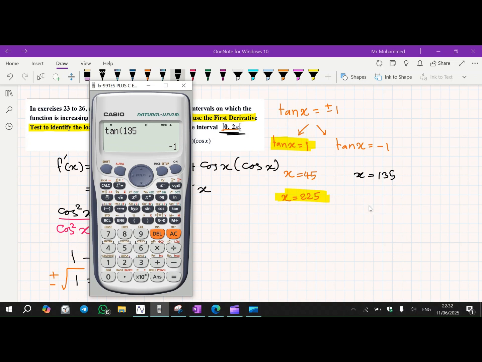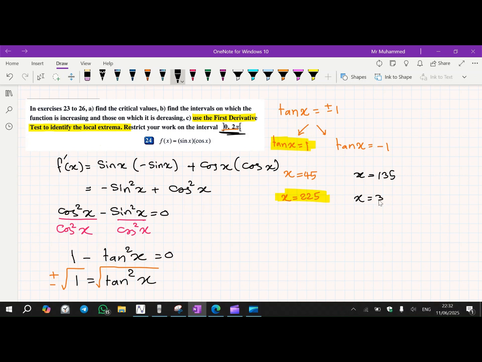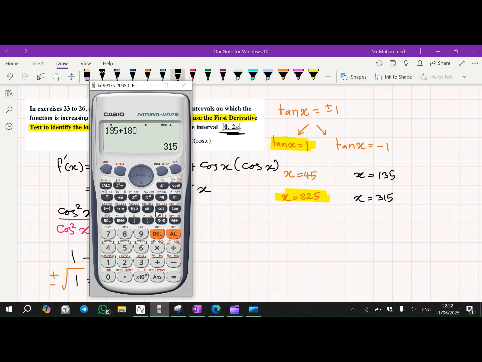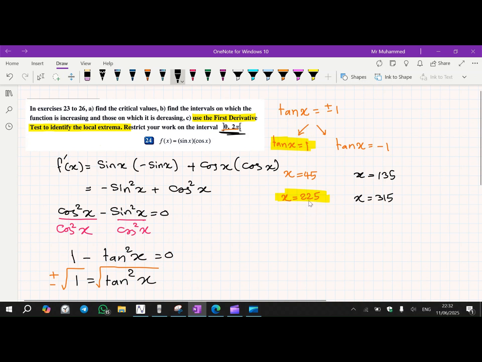Boom, that's correct. Another possible answer is 135 plus 180, which is 315. x equal to 315. Now again, my test, tan 315 is equal to negative 1. That's also correct. Now I have 4 critical values.